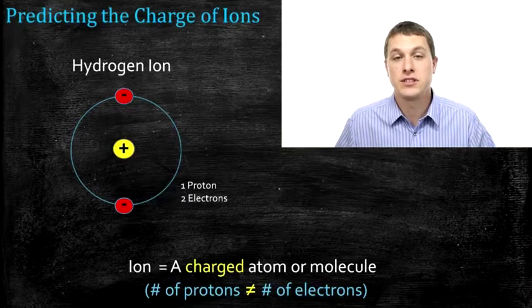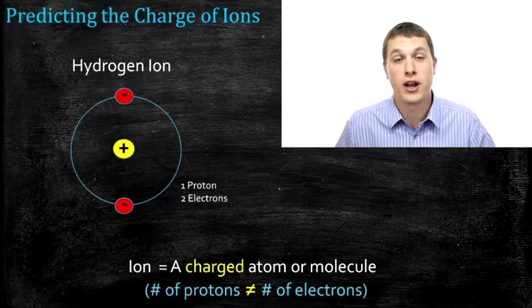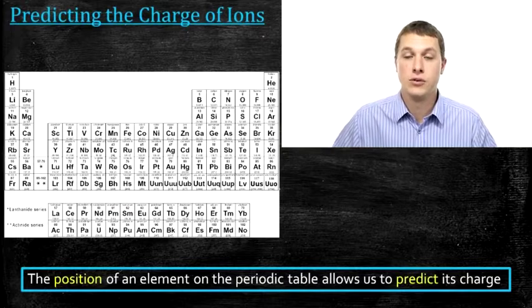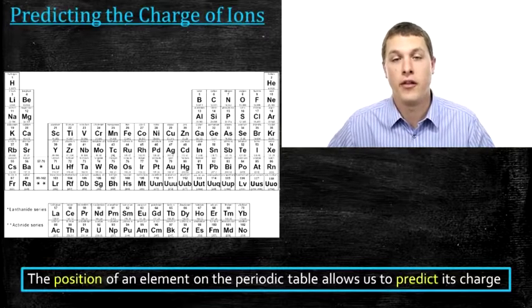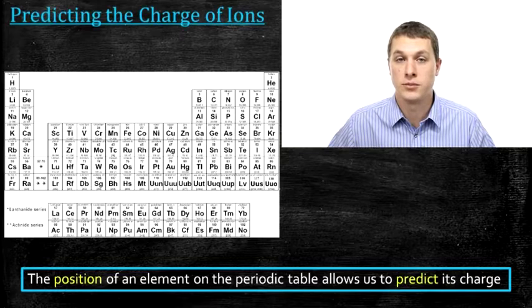And it turns out that just using the periodic table, you can actually predict what charge different elements will tend to take on. So the key factor that we're going to use is the fact that the position of an element on the periodic table allows us to actually predict what charge an ion will take on.